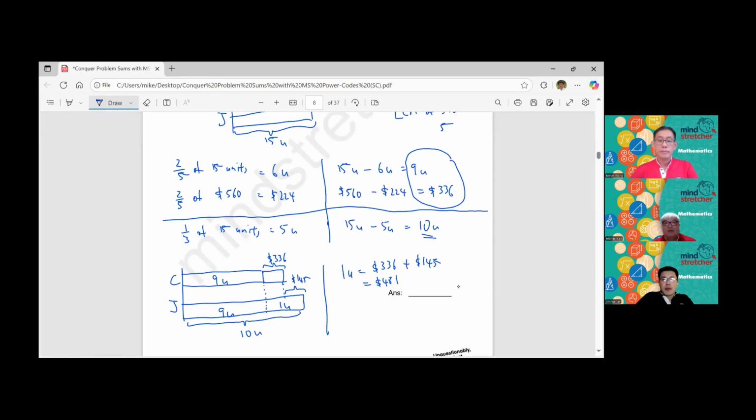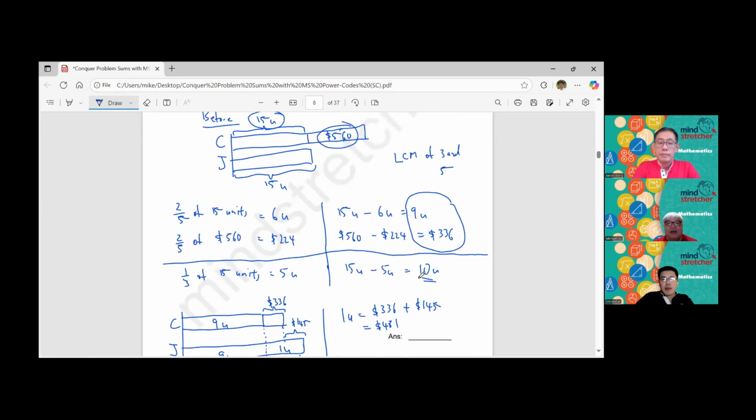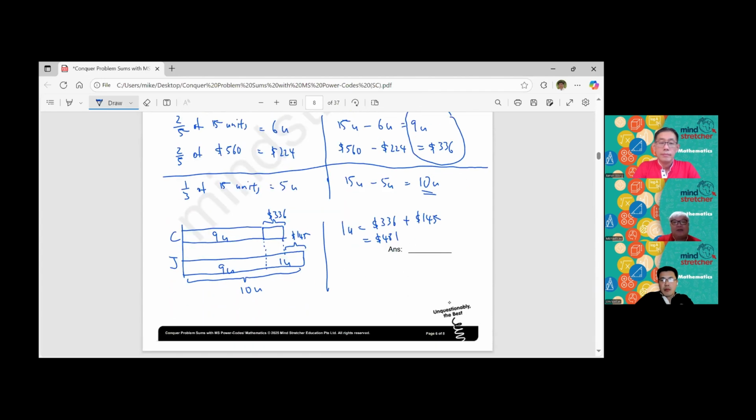So if 1 unit is $481, and we want to find out how much money Jessica has. We know from the before model that Jessica has 15 units. So for Jessica at first, we find 15 units, which is 15 times 481. And this will be 7215. So far is it okay?